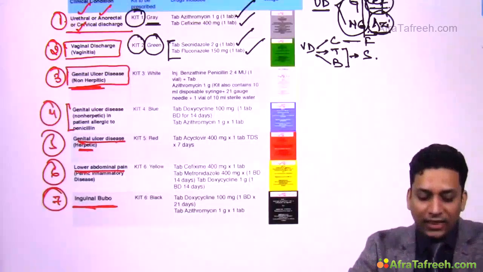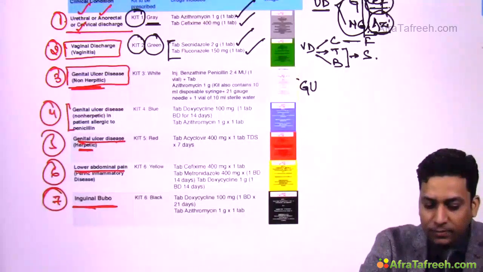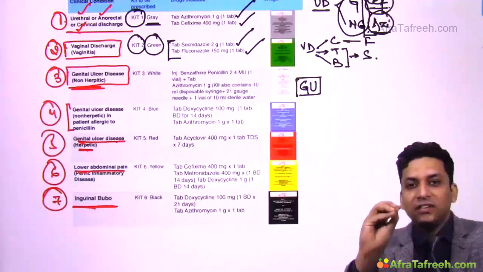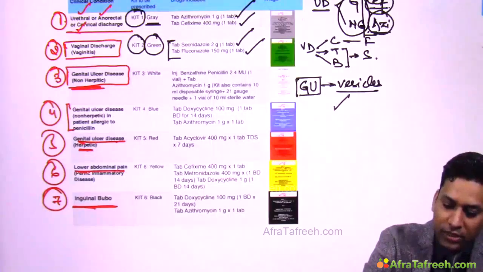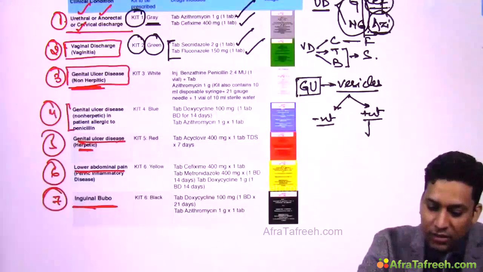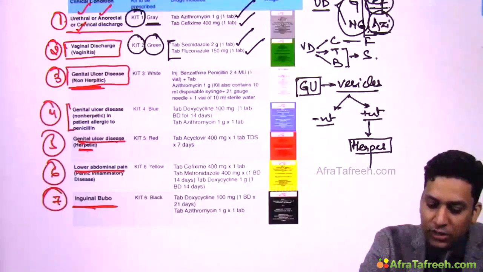Now come to third, and the third one is genital ulcer. When the patient comes with genital ulcer, always remember to at least look for vesicles, that is the fluid filled lesions. So when the patient comes with genital ulcers, look for vesicles. Now if vesicles are absent or present, the diagnosis can be different. Vesicles are very characteristically seen in herpes. So if vesicles are present, it is probably herpes. And in herpes, the drug of choice is acyclovir.